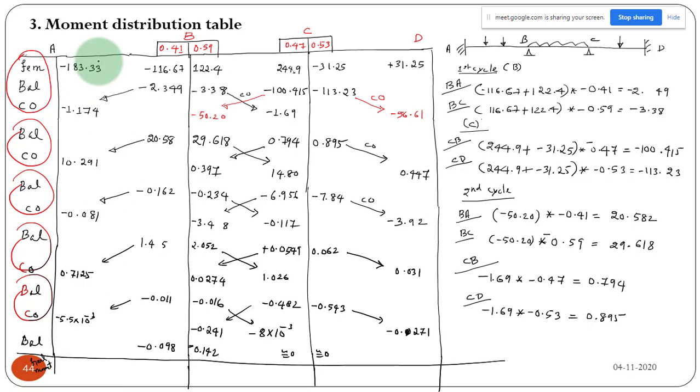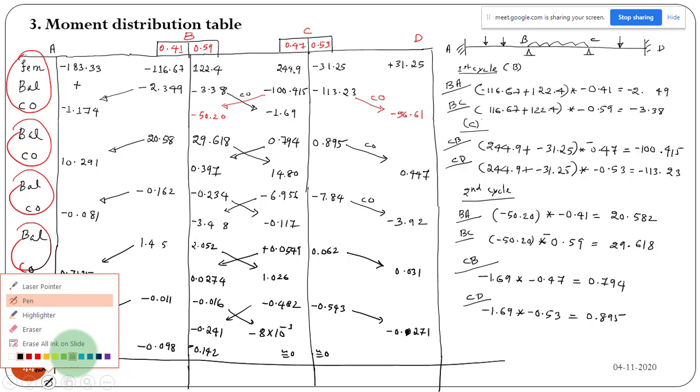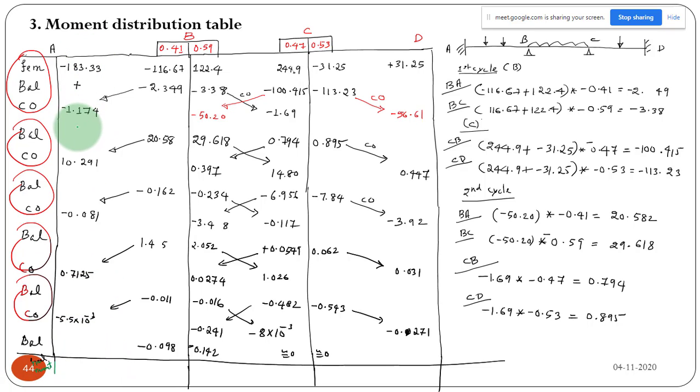For the final moment M, you take the sum: 183.33 plus minus 1.17 plus this value plus this value plus this value plus this value. If you take the final total sum, you will get the final answer as 173.462. That is your final answer.